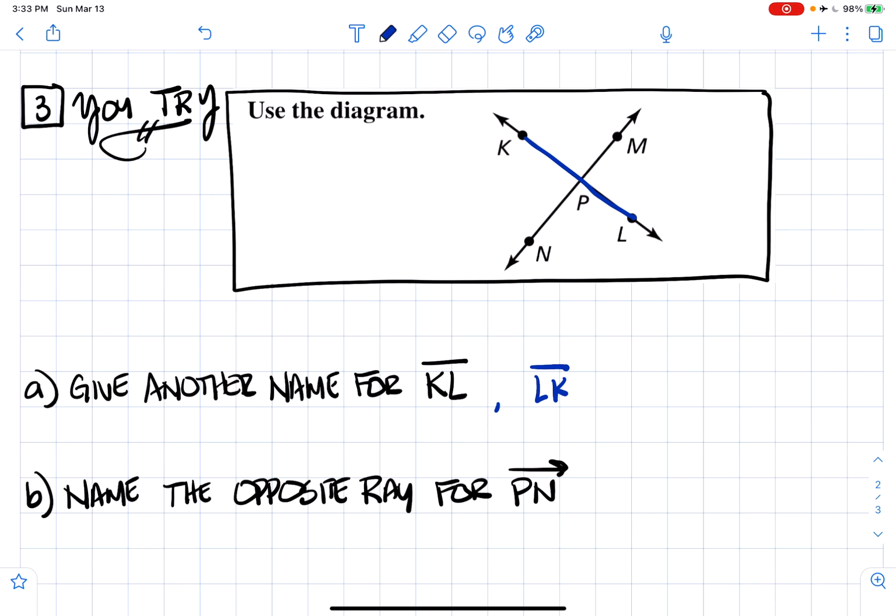And then it says, name the opposite ray for ray PN. So in maybe red here, if this is the endpoint and this is ray PN, then the opposite one would have to be ray PM in that direction right there with my arrow indicating I have the ray. So that'd be this one over in this direction. All right, that's everything for the second video for 8.1.